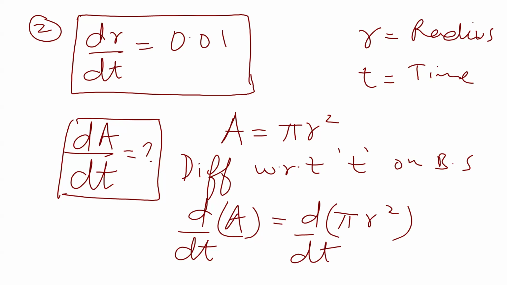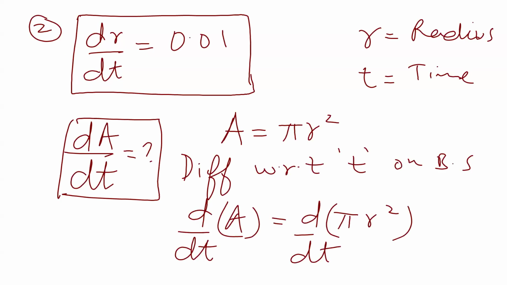Have you copied till here? Now d by dt of A is nothing but dA by dt. A is not a constant. A is changing. Now area is changing. So d by dt of A is not 0. Please copy this.